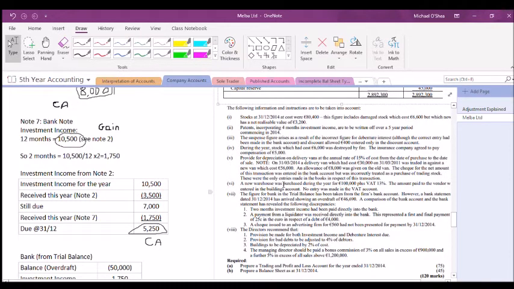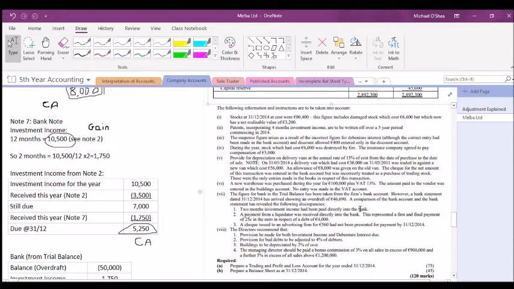A new warehouse was purchased during the year for 100,000 plus VAT of 13%. The amount paid to the vendor was entered into the buildings account. No entry is made in the VAT account. So what's going on here?